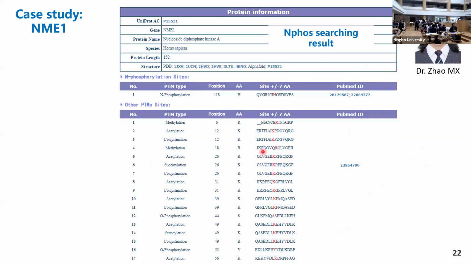And another case, this is a kinase, okay? Its name is NME1, or nucleoside diphosphate kinase A, or NDPKA. From the NFOS database, we can see that in this kinase, residue histidine 118 can be phosphorylated, and there are many other modifications such as O-phosphorylation, ubiquitin, and others. You can check it on the website, okay?